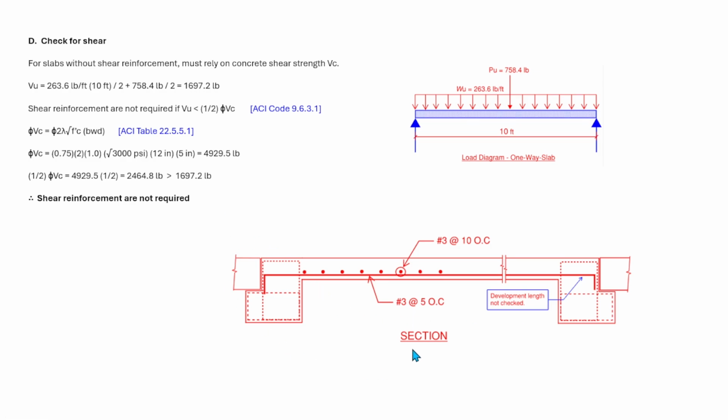So here we have the section of the solid slab, our one-way solid slab. We have beam, and this beam is supporting the hollow core slab in the adjacent side as well as the other side also. The same thing. So this is the main reinforcement, which is number 3 at 5 inches on centers. And we have number 3 at 10 inches on centers. This is the shrinkage and temperature reinforcement, which is perpendicular to the main bars.